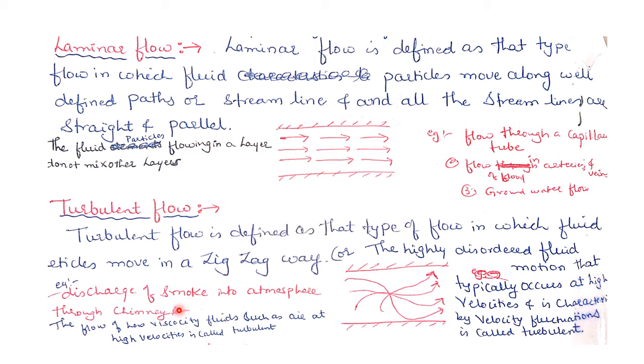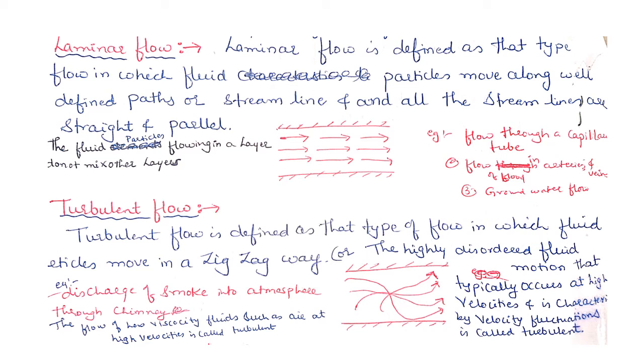For example, the discharge of smoke into the atmosphere. If you can see here, in the factories, the smoke will be discharging through the chimney. So you can observe that is the turbulent flow.